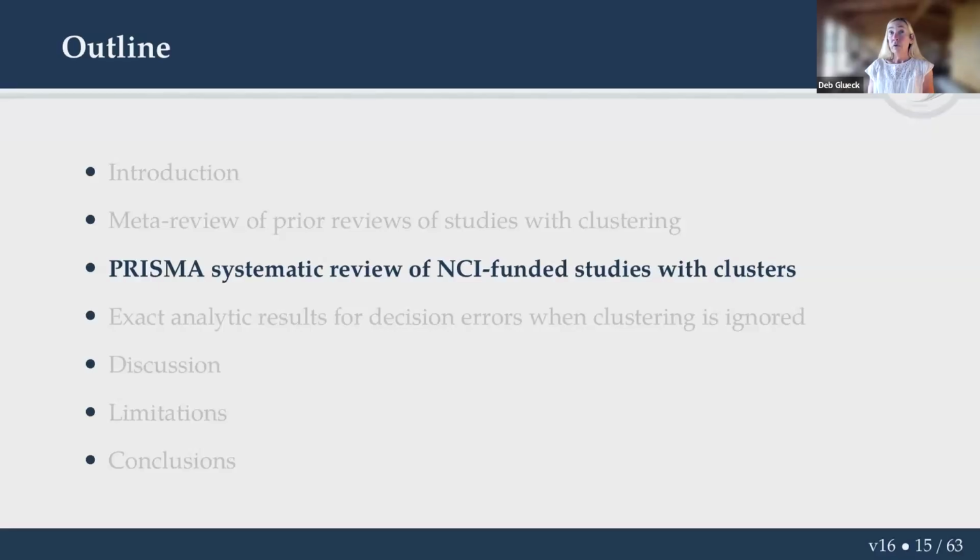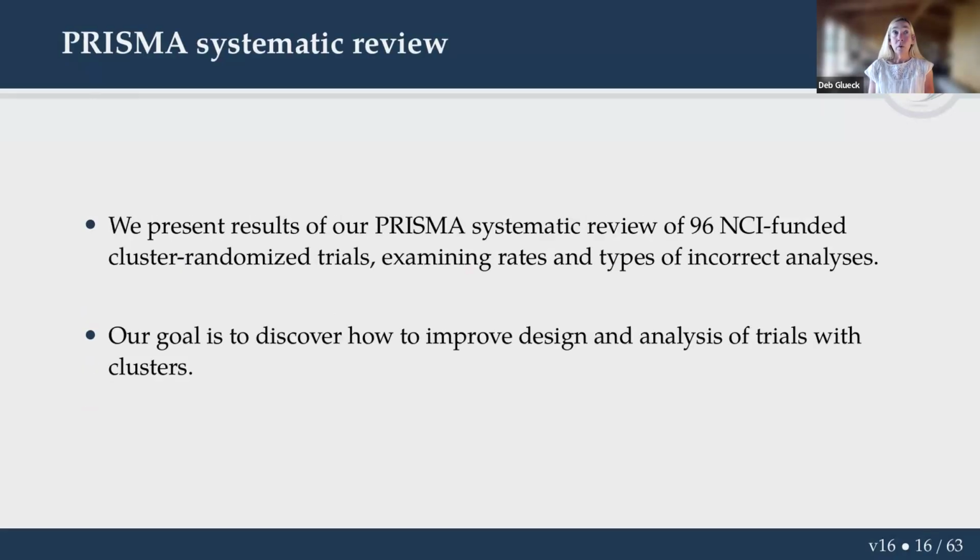So we conducted a PRISMA systematic review of NCI-funded studies with clusters. Here, we present the results of our PRISMA systematic review of 96 NCI-funded cluster randomized trials, and we also examine rates and types of incorrect analyses, both data analyses and power analyses. Now, our goal is not to identify wrongdoing. Our goal is to discover how to improve design and analyses of trials with clusters.